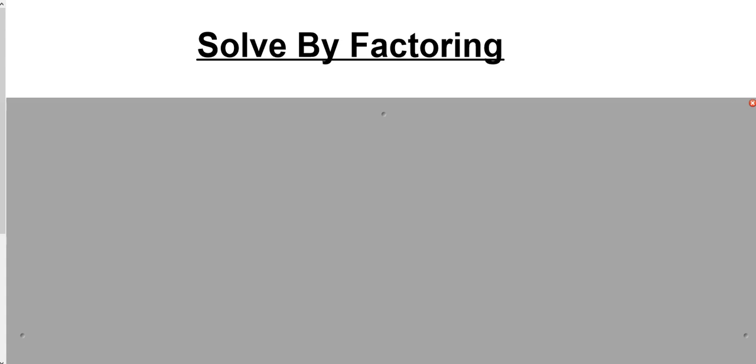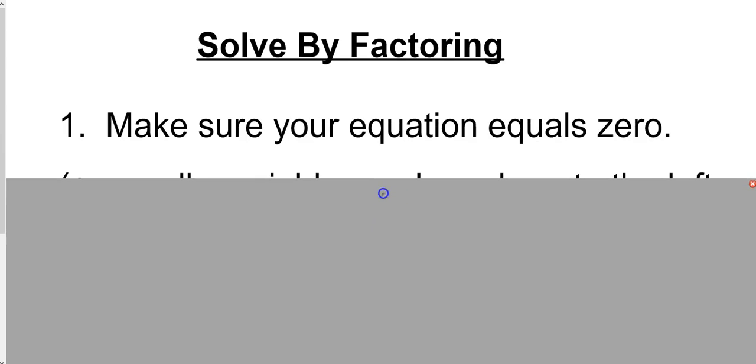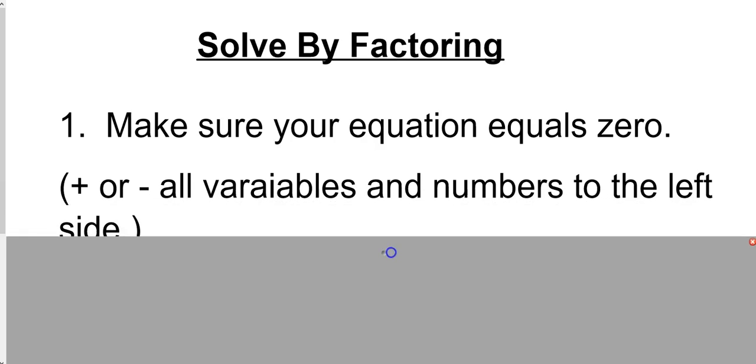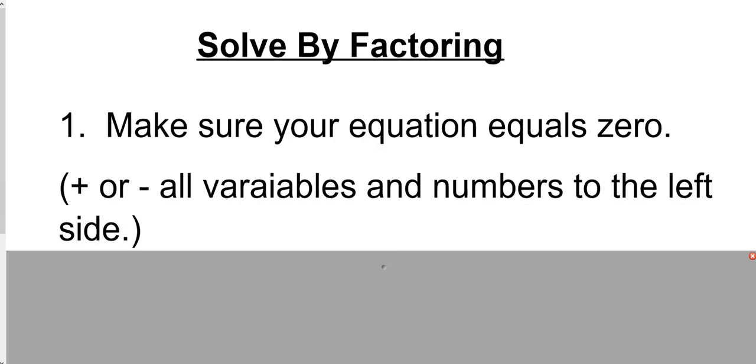So when you solve by factoring, just a couple things I want you to note. One, you need to make sure that your equation equals 0. If it doesn't equal 0, you cannot solve by factoring. So that means you need to add or subtract all variables and numbers to the left side. Get everybody on the left side. The left side is the easiest to deal with. If it is not equal to 0, you have to fix that. If you don't fix it, you're not going to get the right answers, and it may not factor for you. So that's huge for us.